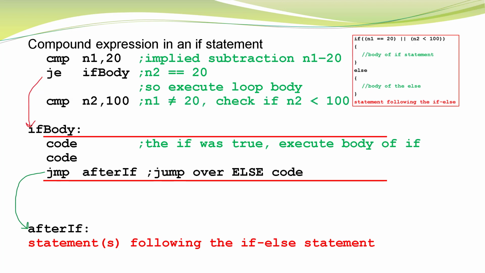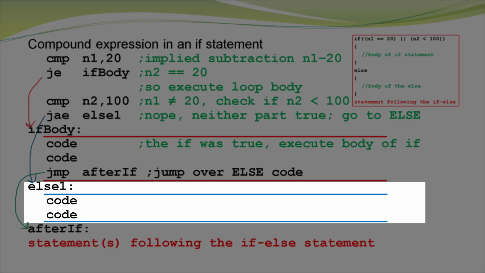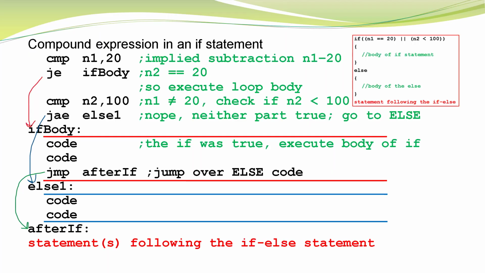How does the program get to the else part? Right here. That is, suppose n1 is not equal to 20 and n2 is 100 or more. We're going to jump to the else part of the code and execute the instructions in the body of the else part. And, as before, after the else is done, the next instructions are those that follow the whole if-else structure.